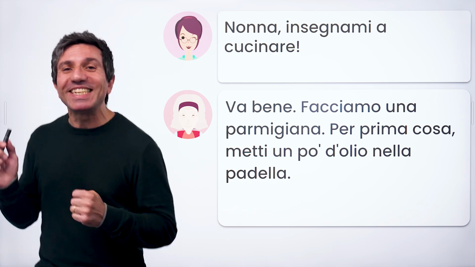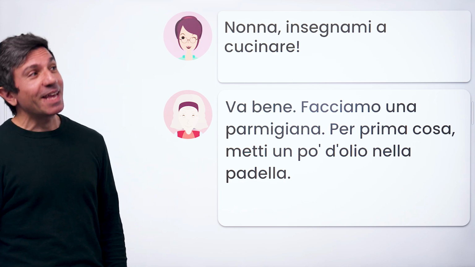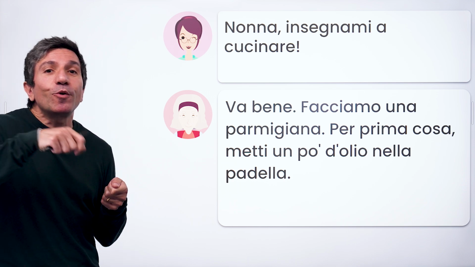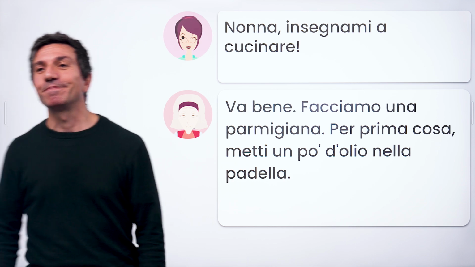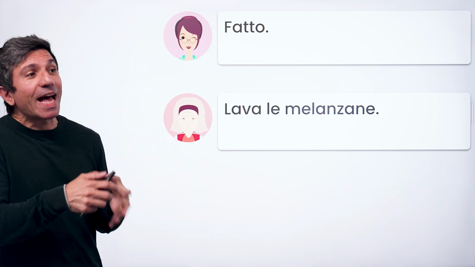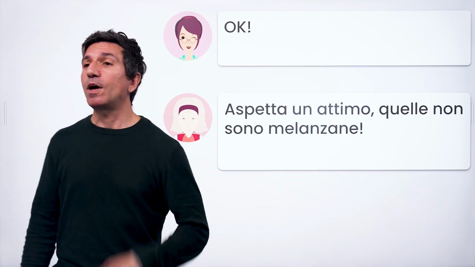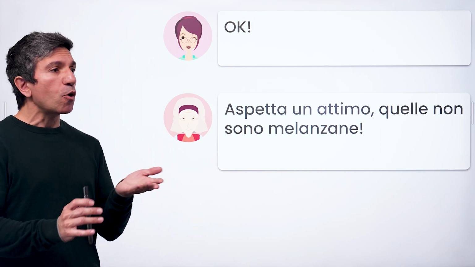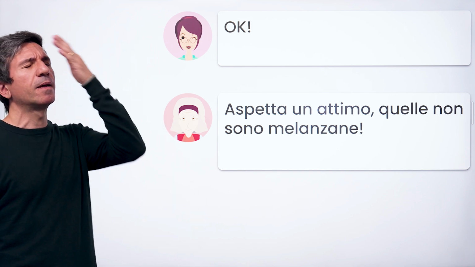Nonna, insegnami a cucinare. Va bene, facciamo una parmigiana. Per prima cosa, metti un po' d'olio nella padella. Fatto. Lava le melanzane. Ok. Aspetta un attimo. Quelle non sono melanzane.